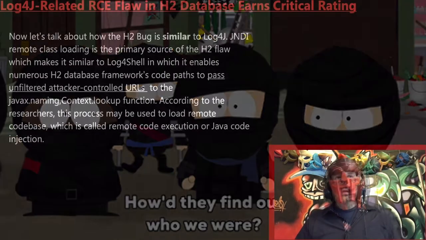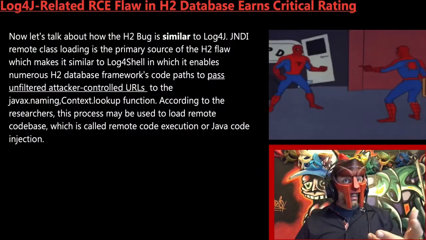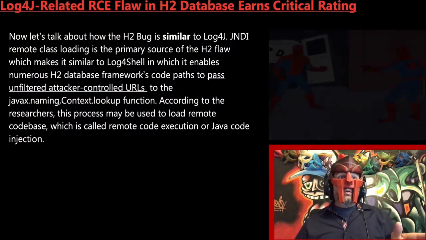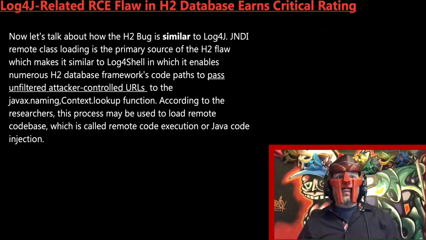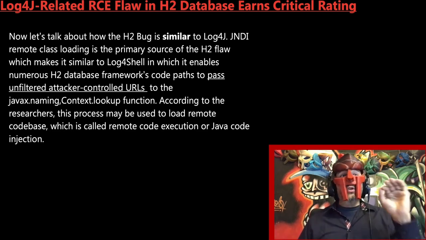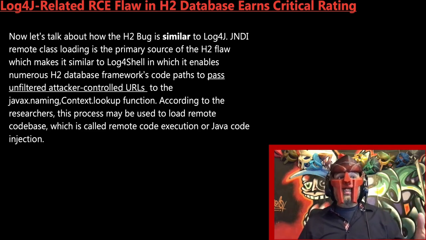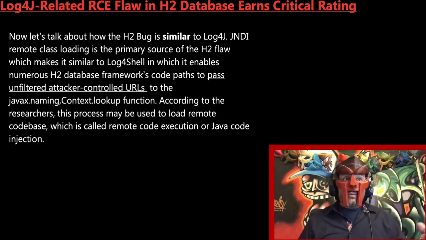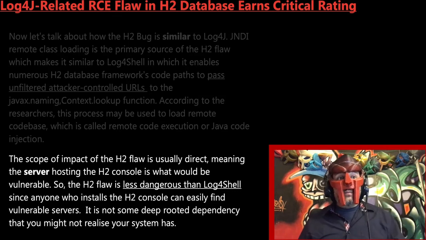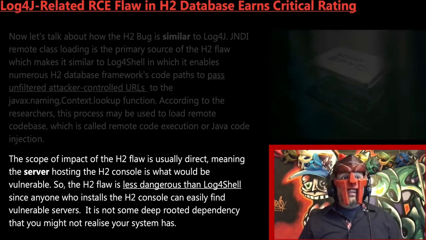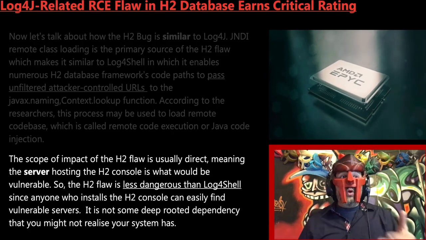Now let's talk about how the H2 bug is similar to Log4j. JNDI remote class loading is the primary source of the H2 flaw, which makes it similar to Log4Shell in which it enables numerous H2 database framework code paths to pass unfiltered, attacker-controlled URLs to the javax.naming.Context lookup function. According to the researchers, this process may be used to load a remote codebase, which is called remote code execution or Java code injection. The scope of impact of the H2 flaw is usually direct, meaning the server hosting the H2 console is what would be vulnerable.